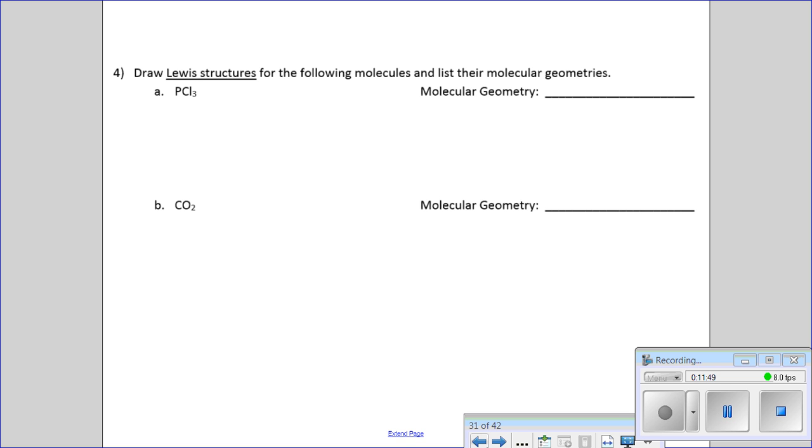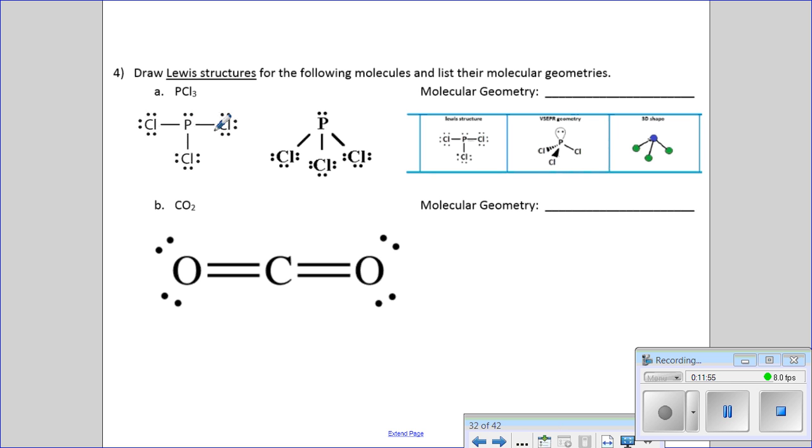All right, so I have PCl3 and CO2. So here we go. You can draw your Lewis structure for PCl3 like this or like this, and you can move the position of these chlorines. It doesn't matter. Based off of the Lewis structure, then you have to decide a geometry.